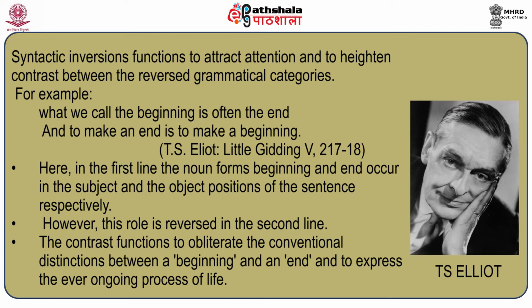So in the first line, we have the nominal forms beginning and end. They occur in subject and object positions. In the other line, the roles are reversed. Now this contrast functions to obliterate, to destroy the conventional distinctions between a beginning and an end, and to express the ongoing process of life. The point is that all these syntactic structures become signs, and these signs have meanings beyond their referential meanings. They also function as a symbol in art.